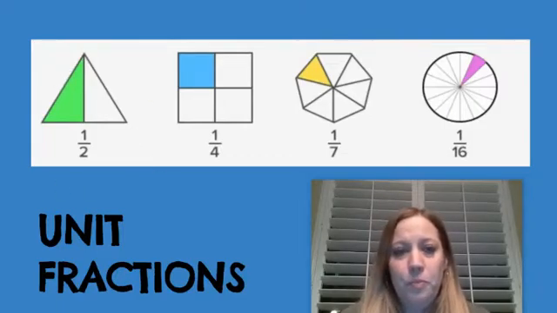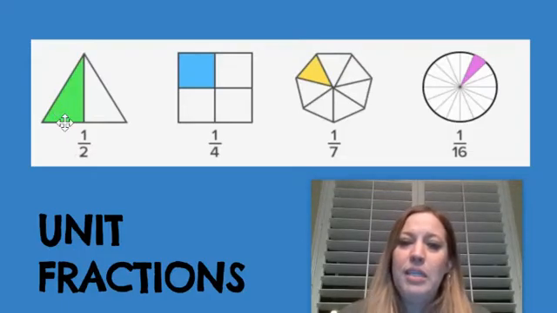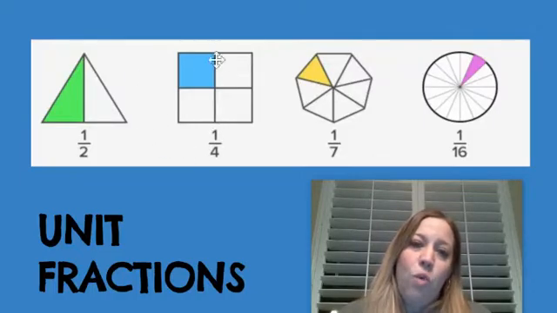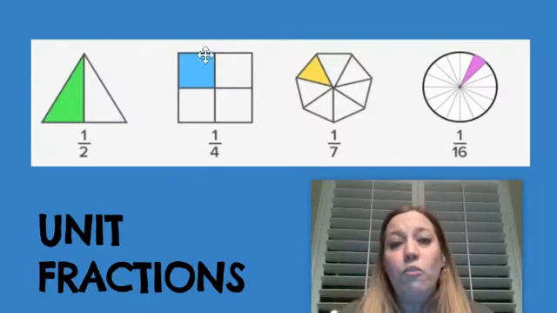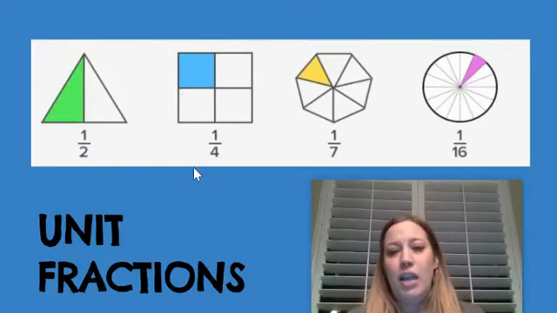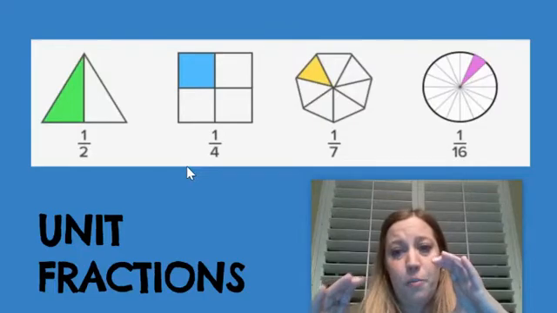So if we look up here, our first figure is broken into two equal parts. Okay, that's our denominator. One piece, here they're shading it to help you see, but one piece is going to be your unit fraction. So in your numerator, you're going to have a 1 because it's one of the pieces. Okay, in our second one, we have 1/4 because there are 4 pieces. That's our denominator. Our denominator tells us how many pieces in the whole shape. The unit fraction is one of those. If I had 3/4 shaded in, my unit fraction is still 1/4. It's just one piece in that figure.